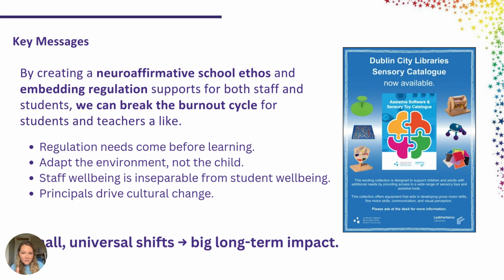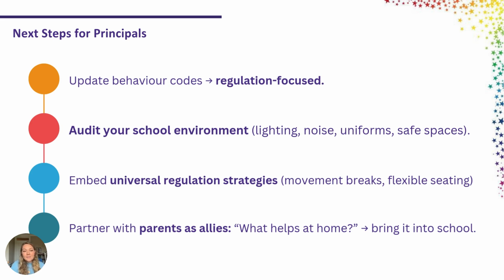And don't forget, you can borrow the sensory equipment for free from the library first. So the next steps for principals is to update behaviour codes, moving more towards regulation-first approaches. We need to audit the school environment using a sensory lens. We need to embed universal regulation strategies, and we need to partner with parents. So we need to know what helps at home, how is their sleep, how is their eating, how is their toileting, and how can we support them in school.